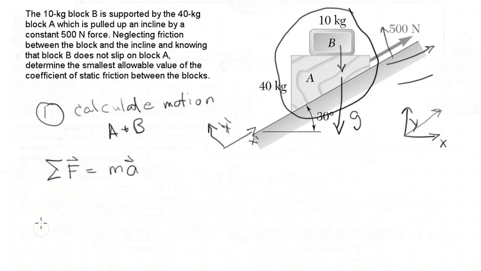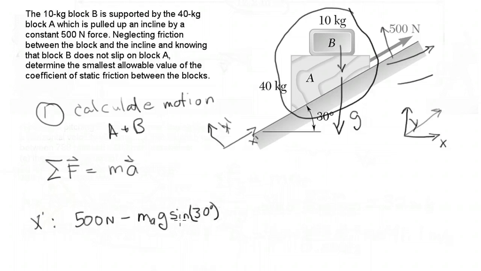So I'll start writing down the components from x prime first. We've got the 500 newtons in this direction, so that's the positive direction. And then acting against that, we have this component of gravity acting on A, and so I'll write this m_A g times the sine of 30 degrees.